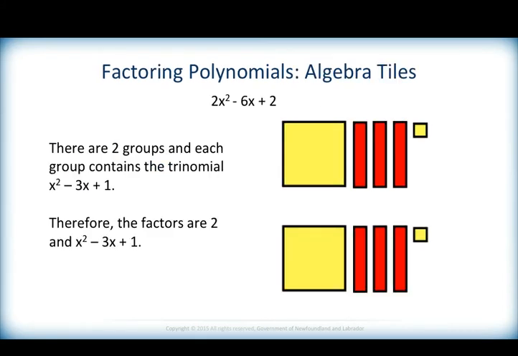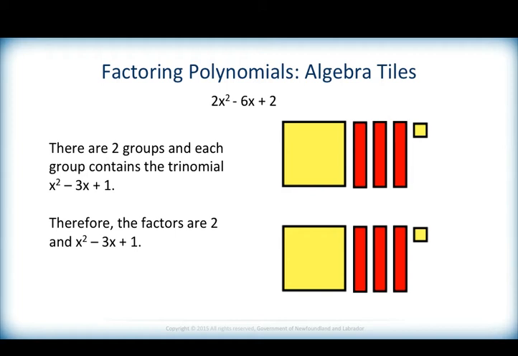So if we look at our first method, we can use algebra tiles to display what we have for our polynomial. If we looked at 2x squared subtract 6x plus 2, we know that we would have 2 x squared tiles, 6 negative x tiles, and 2 positive 1 tiles. So when we want to factor, factoring means we need to group things. We need to group it into equal groups. So if we have 2, 6, and 2, we need to determine how many groups we can break that into. Can we do 2 groups, 3 groups, 4?